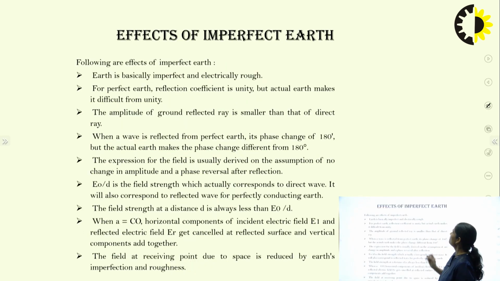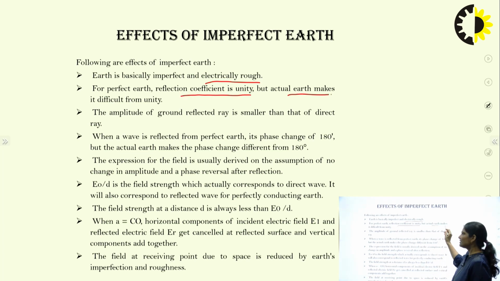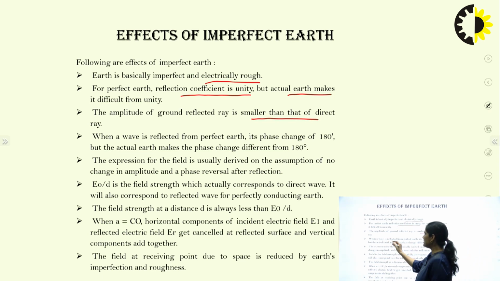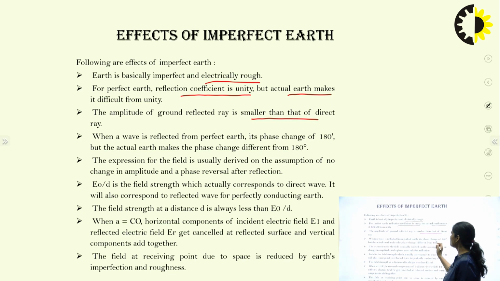Now, effects of imperfect earth. Following are the effects of imperfect earth. Earth is basically imperfect and electrically rough, as you all know. For perfect earth, the reflection coefficient should be unity, but actual earth makes it differ from unity. The amplitude of the ground reflected ray is smaller than that of the direct ray. Next point is, when a wave is reflected from perfect earth, its phase changes by 180 degrees, but actual earth makes the phase change different from 180 degrees.